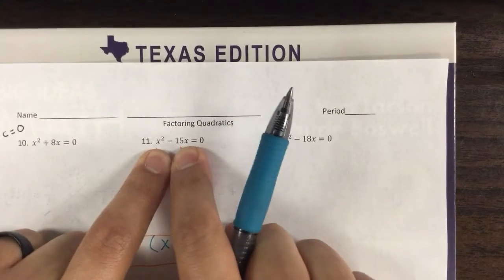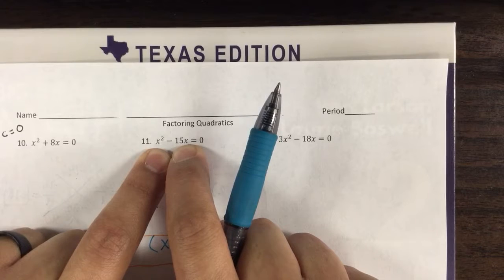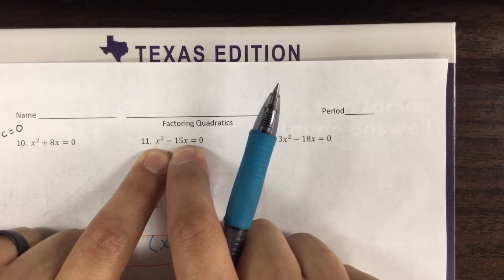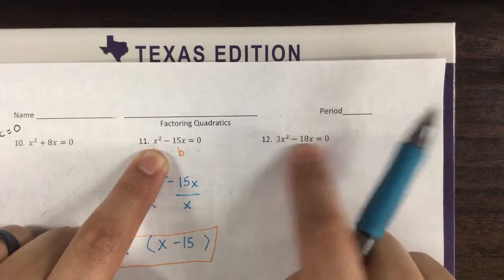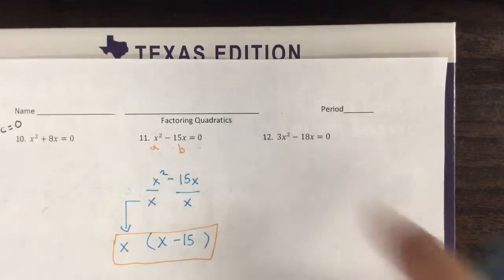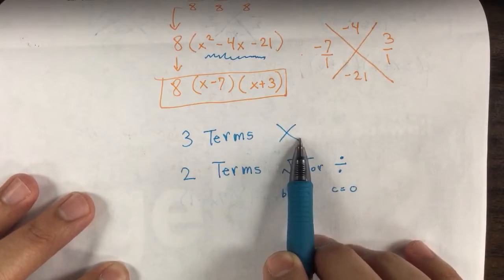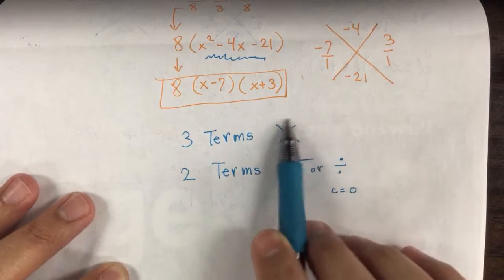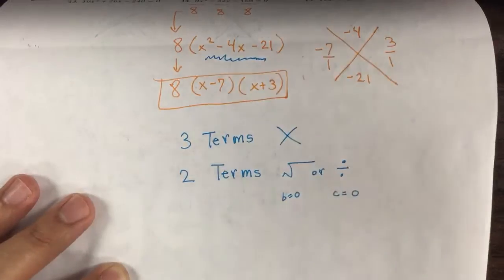But you should just be able to look, because look at these problems. I have 2 terms on number 11, right? Can I square root 15? Is 15 a perfect square? No. So I can't square root, therefore I have to divide, okay? So it's usually noticeable like that too, okay? I can't square root 18 or 3, so I have to divide. All right, so there you have it. That's your key. 3 terms is going to be X method, and you could use X method for every single problem I give you. 2 terms means you're going to divide or square root.